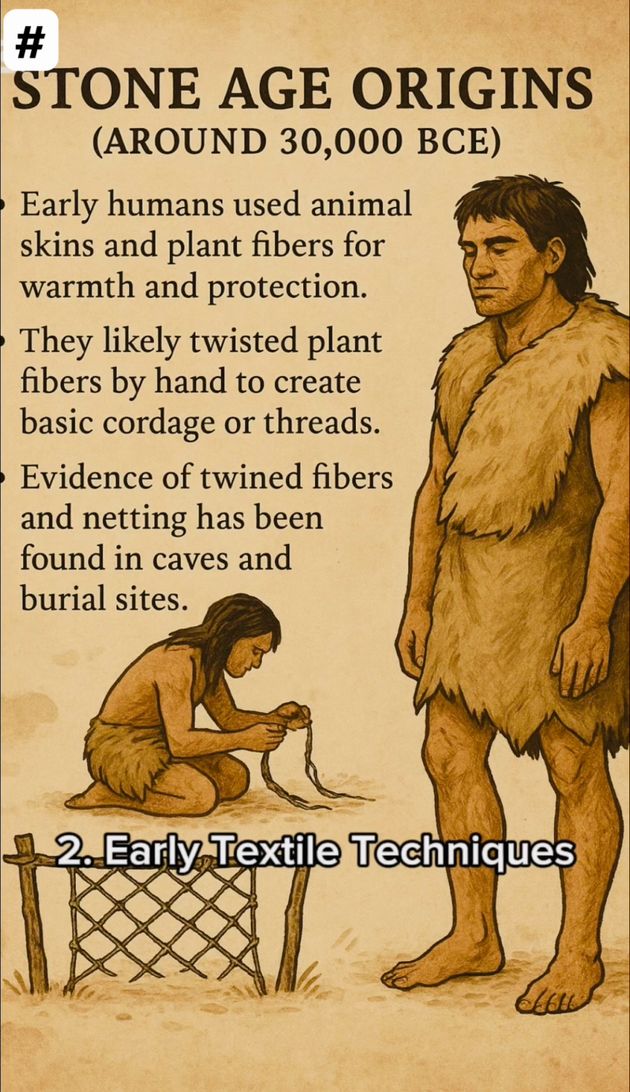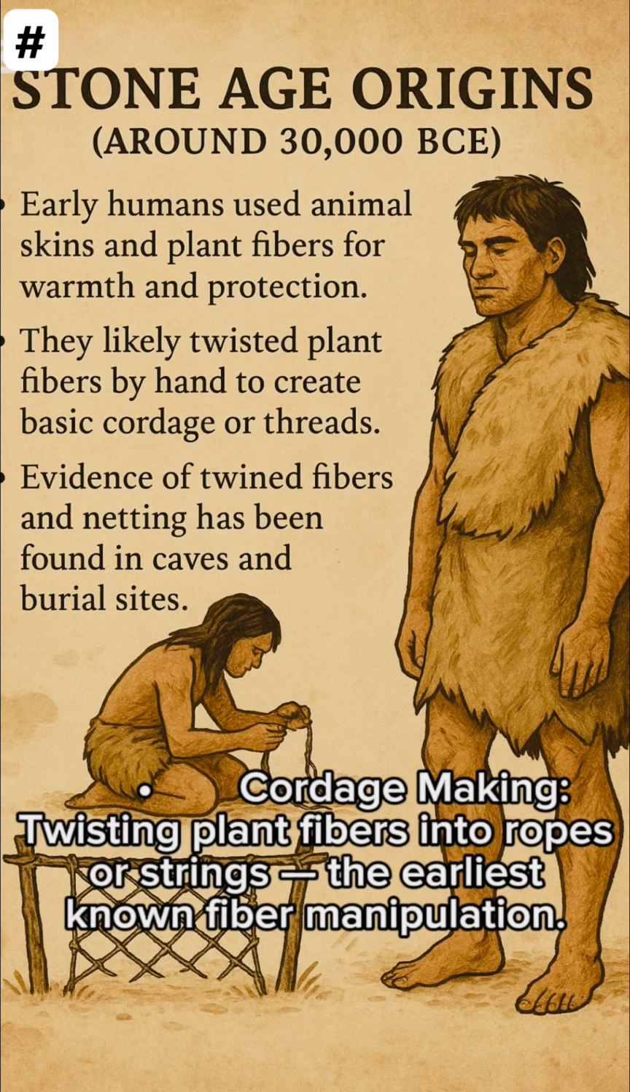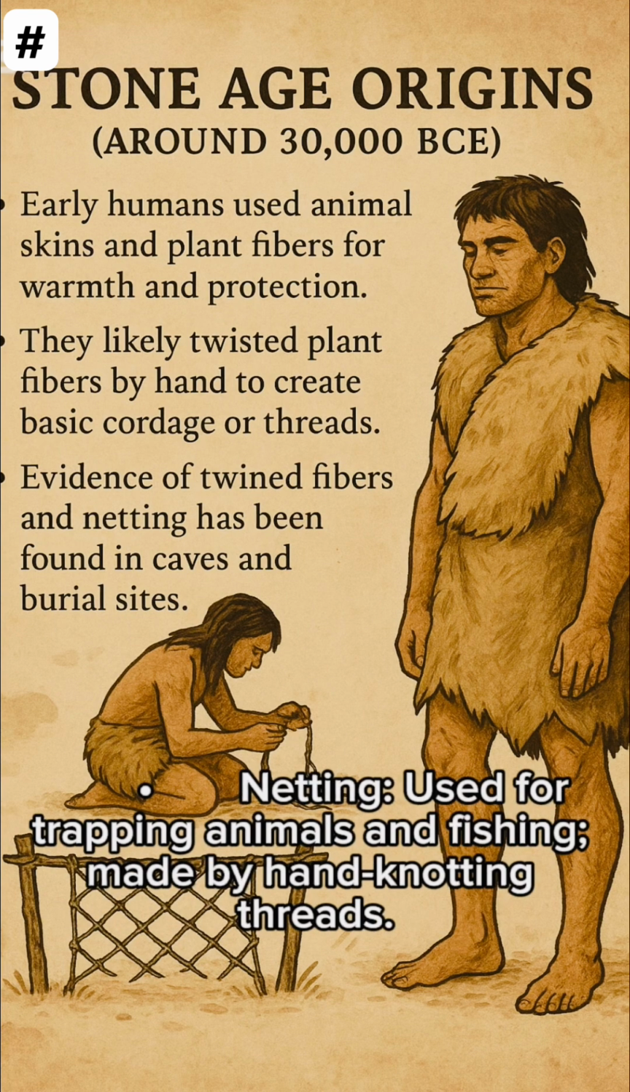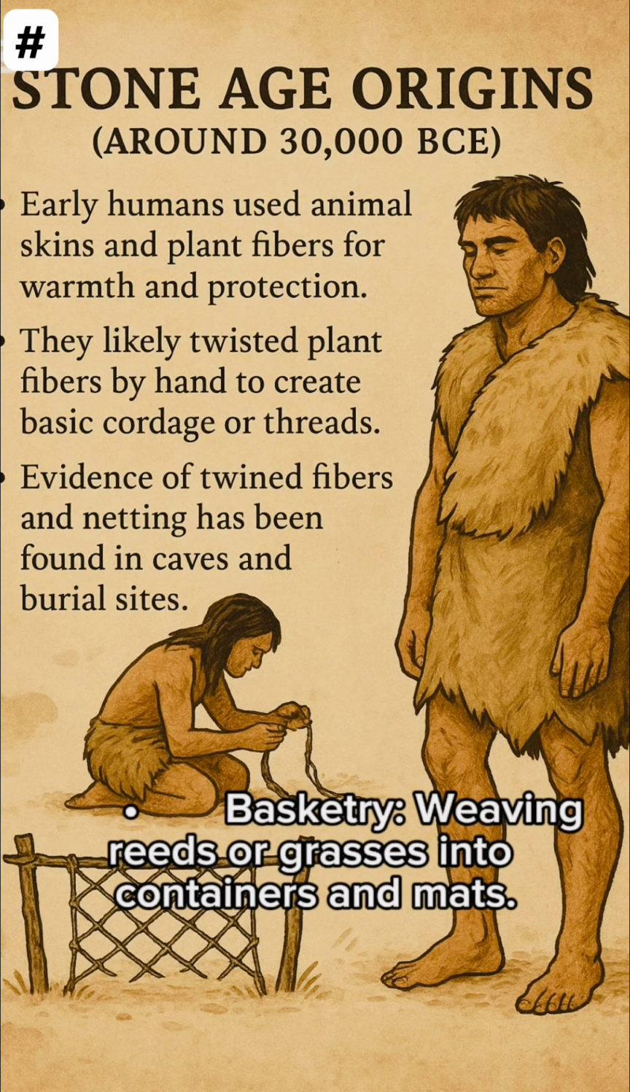2. Early textile techniques: cordage making, twisting plant fibers into ropes or strings, the earliest known fiber manipulation. Netting, used for trapping animals and fishing, made by hand knotting threads. Basketry, weaving reeds or grasses into containers and mats.